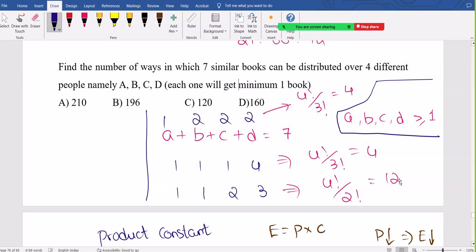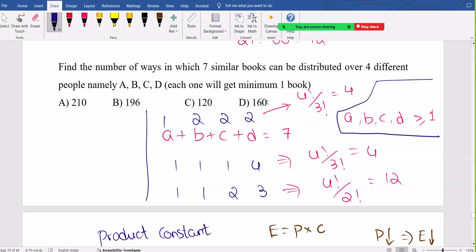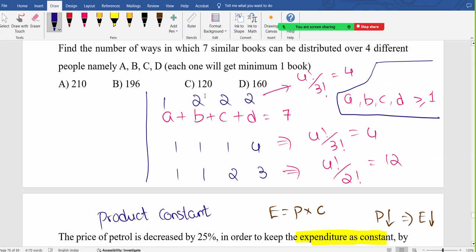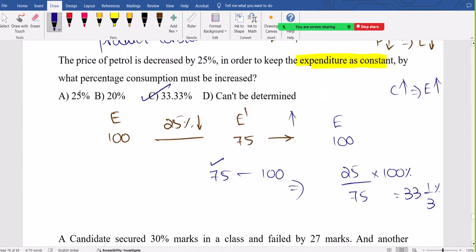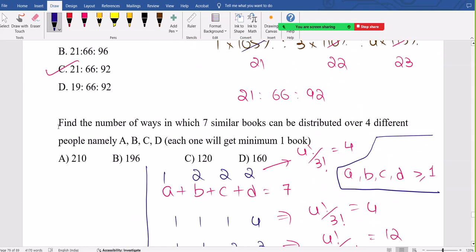This answer is 20, but here the options are different. They didn't give that clearly in the question. Then if we consider 0 also involved, the answer will be totally different. 0 is okay, 7 means I can keep 1 as 0 also. It can be greater than or equal to 0. Then the approach will vary. I'll tell you how you got that exact result as well. Don't worry.